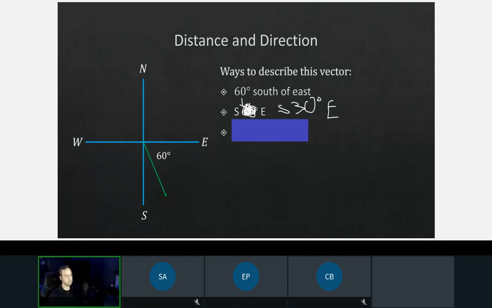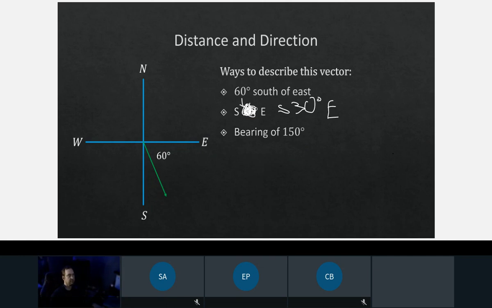Bearing 150 degrees. Hopefully I can add. Yep, bearing 150. It looks like I only had one typo so far this lesson. And when I have a typo like this, it means I just don't know how to add numbers in my head very well. But it's all right. Next year I'll be super smart.